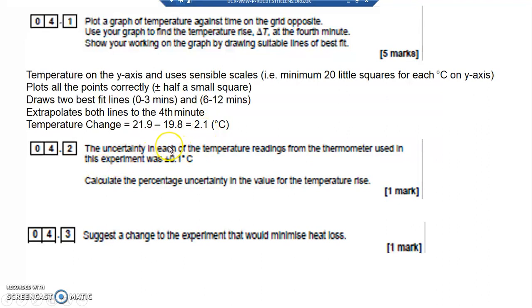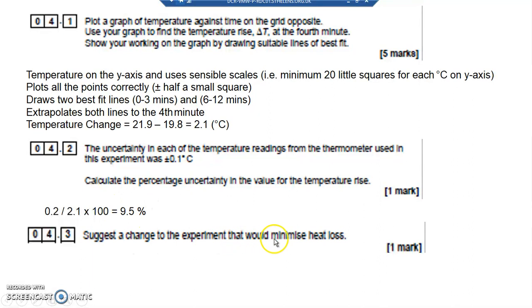The uncertainty of each temperature, the key words here are each temperature reading, so you're measuring the temperature twice. For the thermometer used in the experiment it was 0.1. So you've got a temperature change of 2.1, but you've taken the temperature readings twice. So we need 2 times 0.1, because the uncertainty each time is 0.1 and we're taking 2 readings. So 0.2, it could be plus or minus 0.2 out from the real value, divided by the temperature change, which is 2.1, multiplied by 100%. We've got a 9.5% uncertainty.